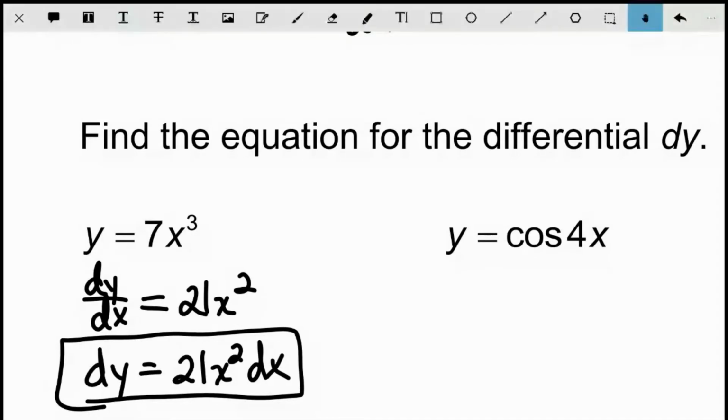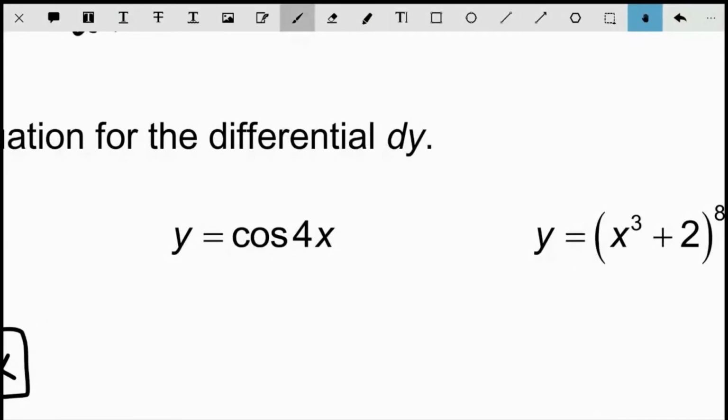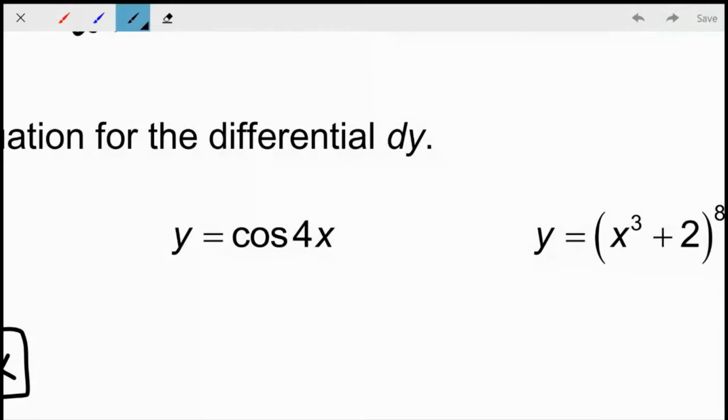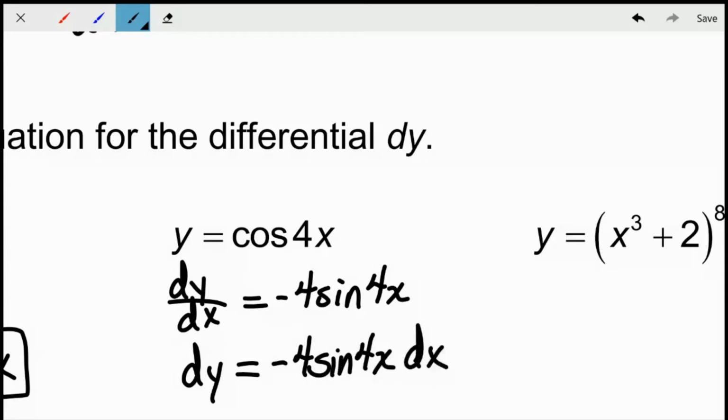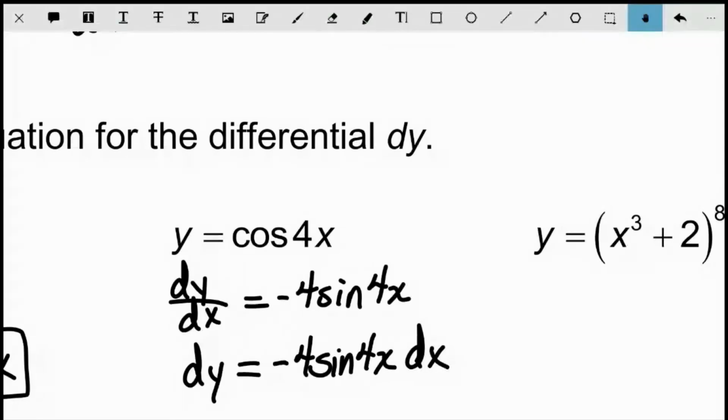So that's what we're really trying to get out of that. Okay, so here's another example of that. We've got y is equal to cosine 4x. So if I found my derivative dy/dx, the derivative of cosine is negative sine, so I'm going to get negative 4 sine 4x when I do the chain rule there. And then we just multiply the dx over. So my approximated change in my y value is negative 4 times the sine of 4x times my change in my x value.